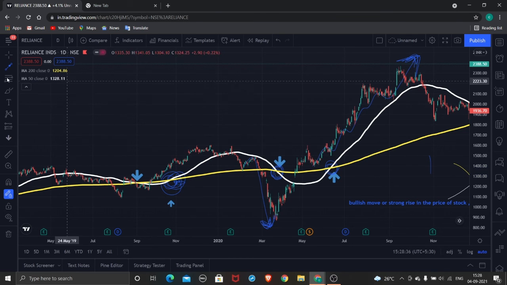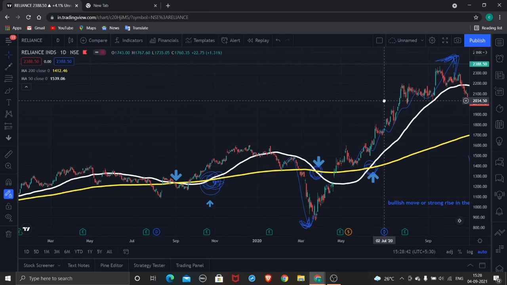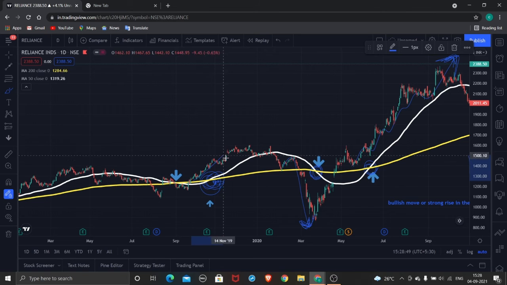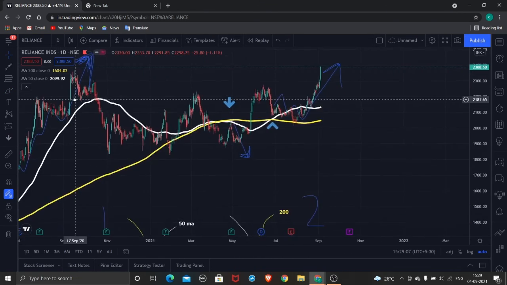Let me change to the pencil. Here's the pencil. Selecting the marker. This is condition 1 being satisfied. What is condition 1? In which the 50 moving average is crossing the 200 moving average in an upward direction, in an upward trend. So here we can see a clean rise in the price of the stock. Yeah, easily. Here again the condition is being satisfied. So the same goes on with each and everything, each and every time this crossover occurs.